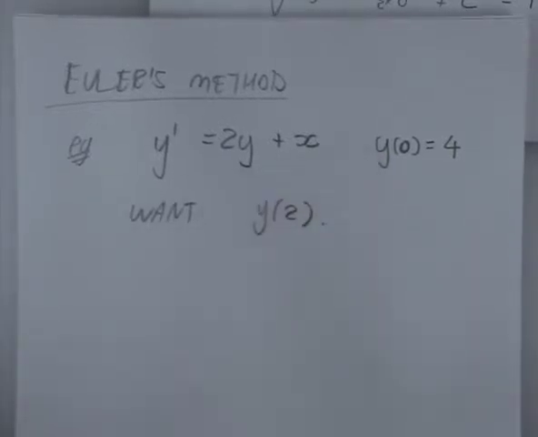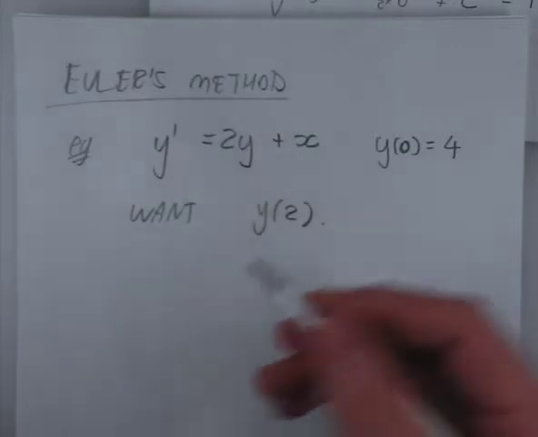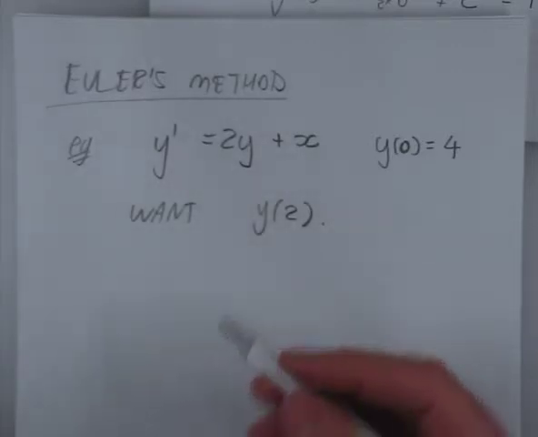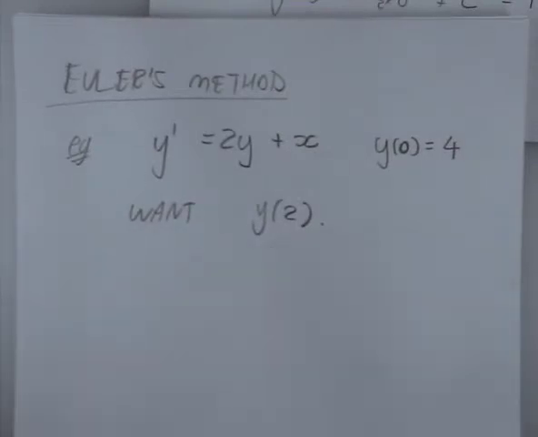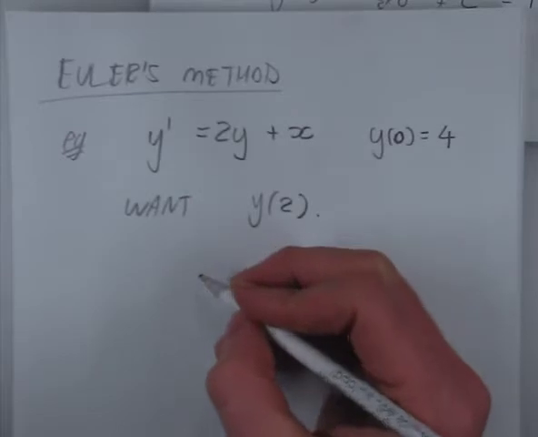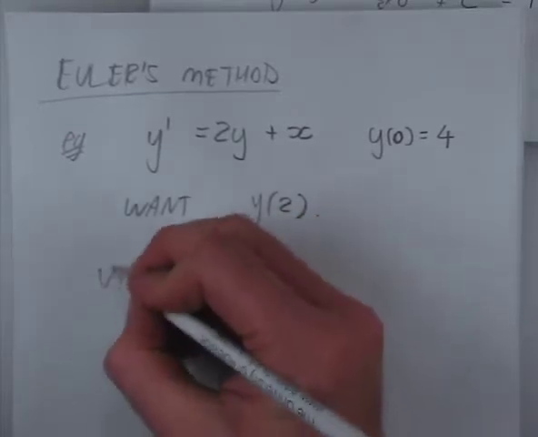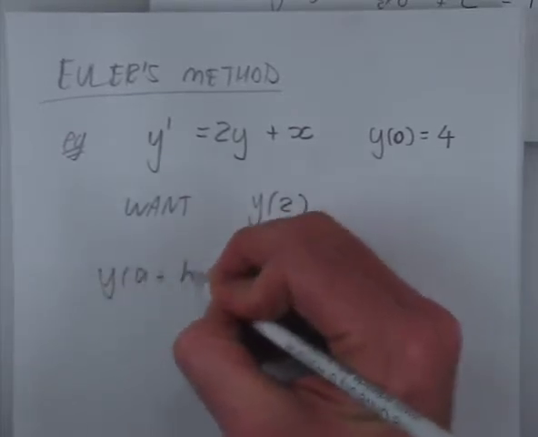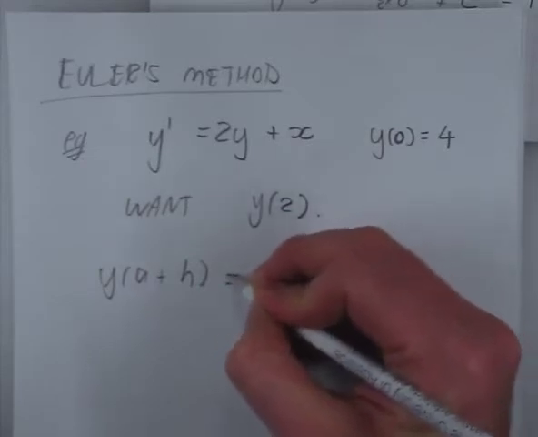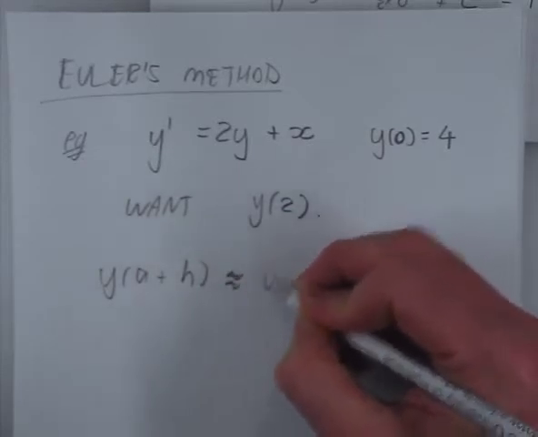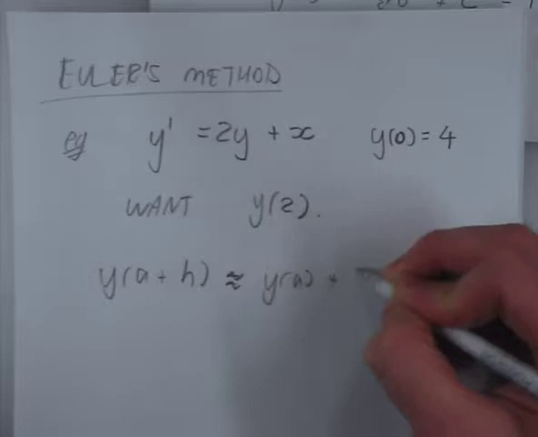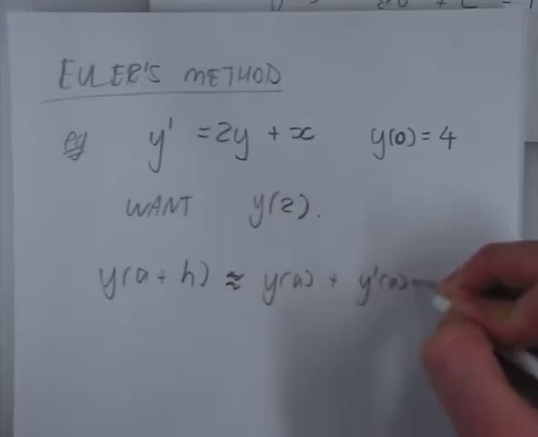And it works something like this. We're going to use this thing they call linear approximation. Let's see if I can remember how this works. Or look it up in the yellow book. There it is. So we're going to use this. y of a plus h is approximately equal to y of a plus y dashed of a times h.